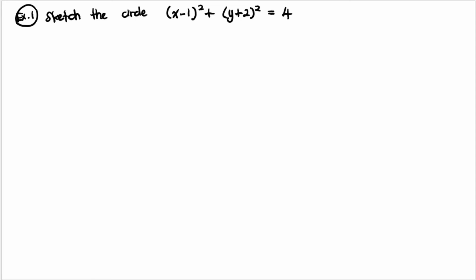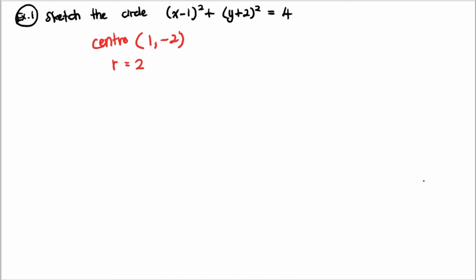All right, let's look at some examples. First example here, we need to sketch the circle given by this equation. When we are given this equation, we can interpret that the center is (1, -2) and the radius is 2, which is the square root of 4. So we just need to draw the circle with the center (1, -2).